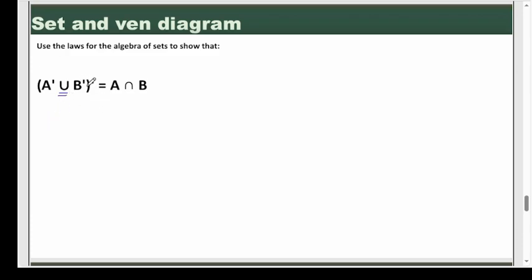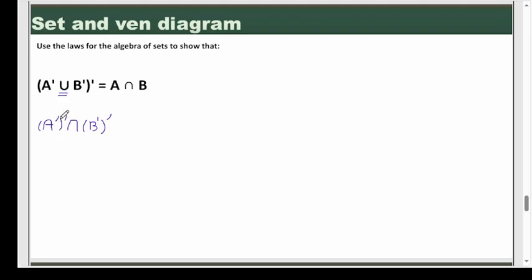So the prime for the first term, a prime, prime. As I said, when I apply this prime, union will be converted to intersect sign, and then go for the second term, b prime, prime.